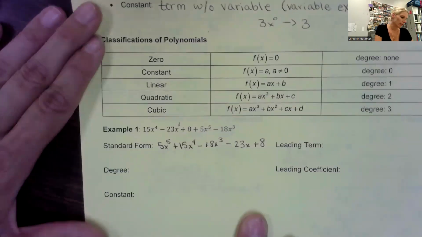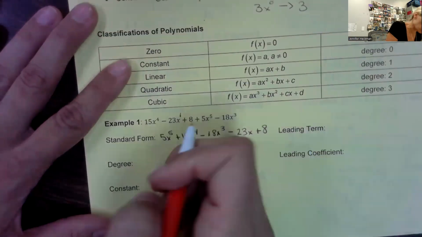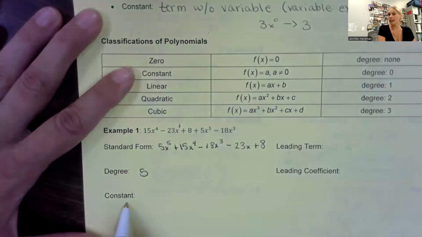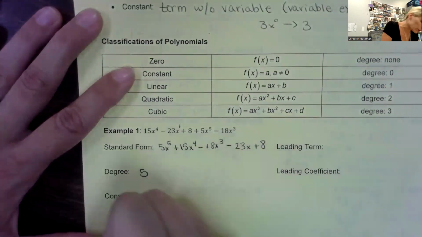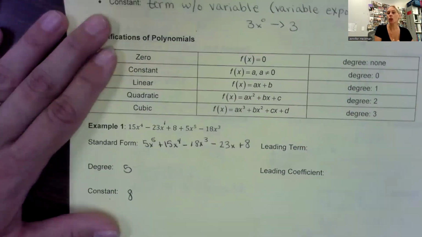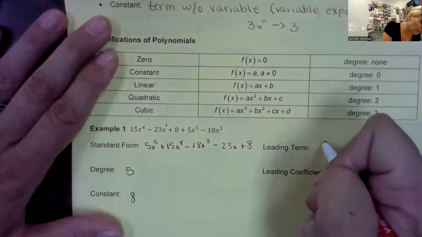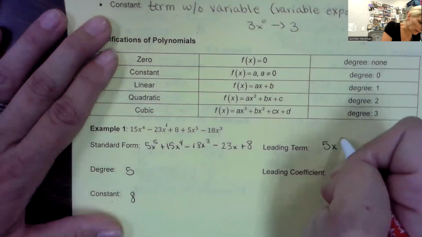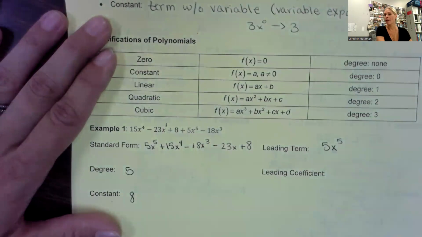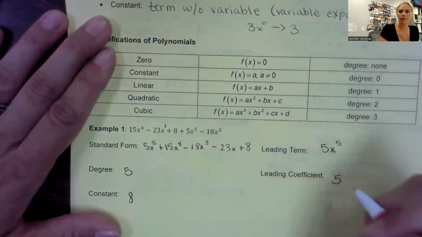So from there, what we can do is this. The degree, remember, the degree is the highest exponent, so that would be the fifth, right? The constant is the one without a variable, so that is 8. Leading term in standard form, or the highest exponent term, so that would be 5x to the fifth. And the leading coefficient is the number in front of that leading term, which in this case is 5. Very good.